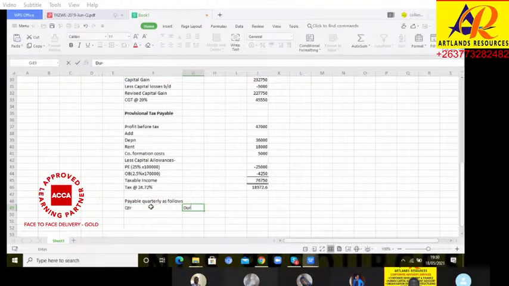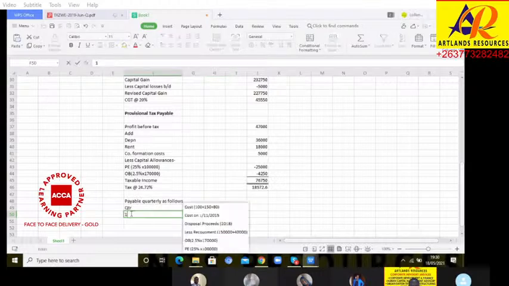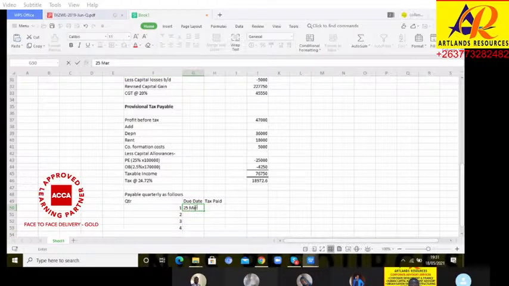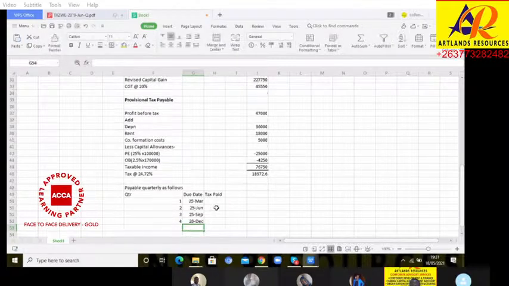A due date, then tax paid. So you have got quarter first, second, third, fourth. Due dates: 25 March, 25 June, 25 September, 20 December. Tax paid, you'll be multiplying 0.1, 10%, multiplied by that.